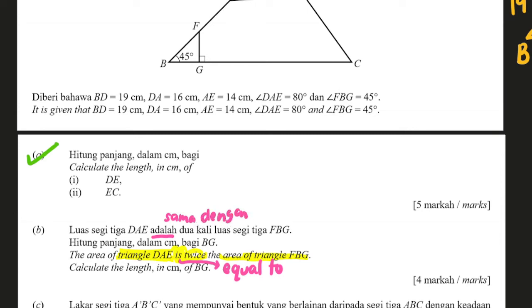So now we get to form the equation. So area of triangle, the symbol DAE, is twice the area.